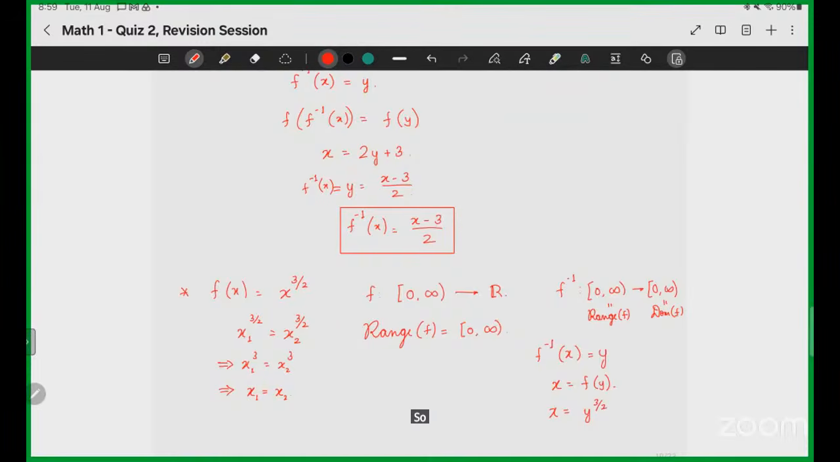So how do I recover back? How do I get an expression for y? It will be a cube root then, just cube root, and then the power 2/3. So this is your expression for f inverse of x.